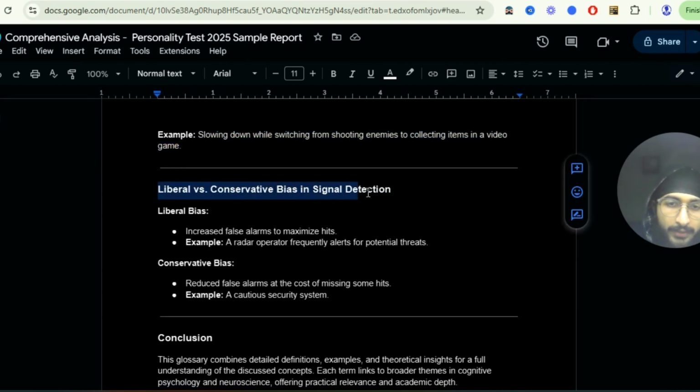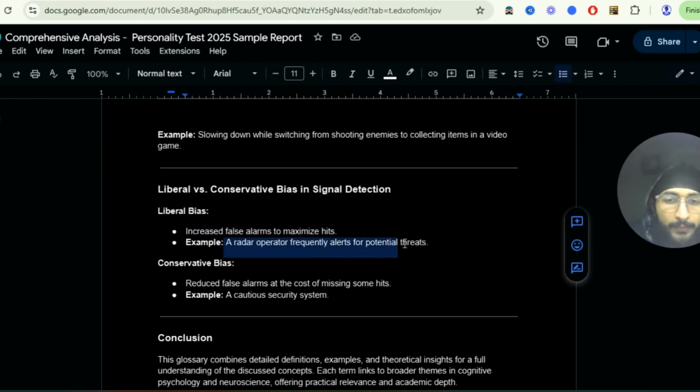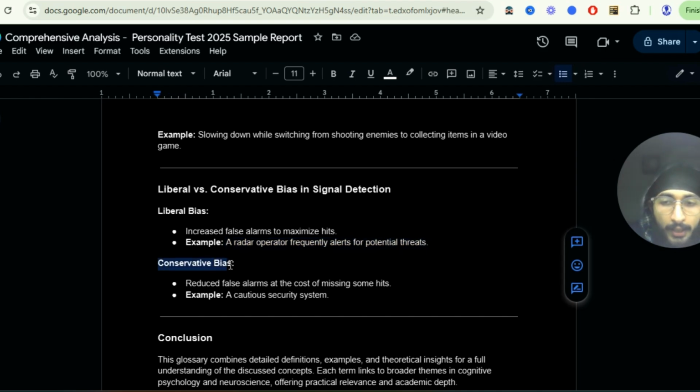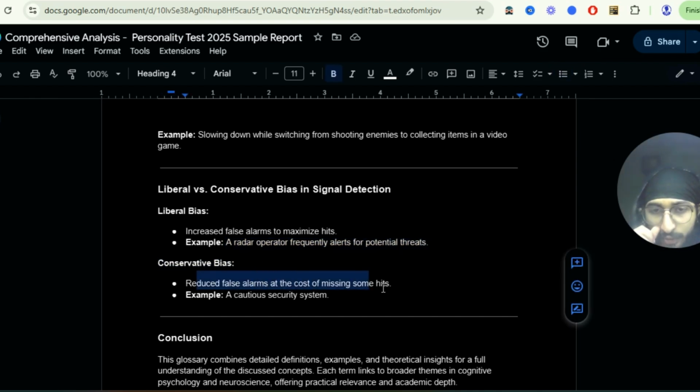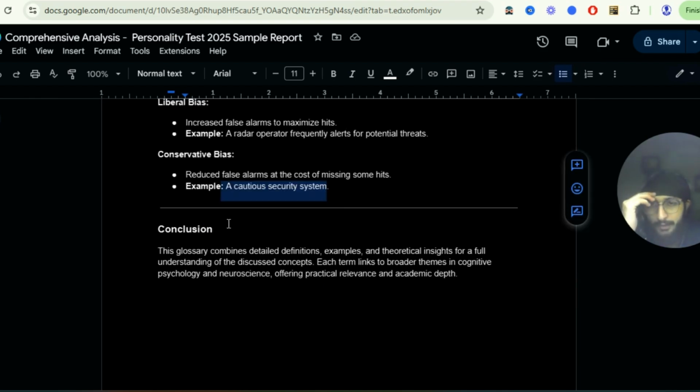Liberal versus conservative bias in signal detection. Now, liberal bias increases false alarms to maximize hits. Example: a radar operator frequently alerts for potential threats. Conservative bias reduces false alarms at the cost of missing some hits. Example: a cautious security system.